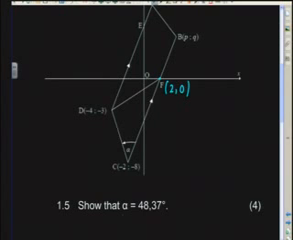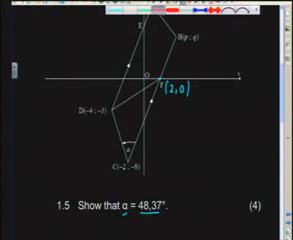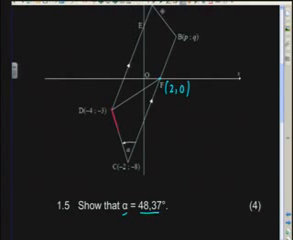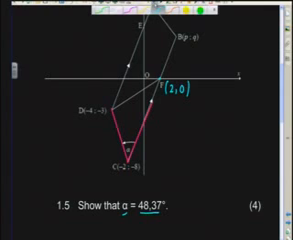They say show that alpha is 48,37. Okay, so alpha, if you look, guys, it's this angle between the 2 lines. There we go. It's that angle there between the lines CD and CF. So that's the angle we're looking for. That's alpha.